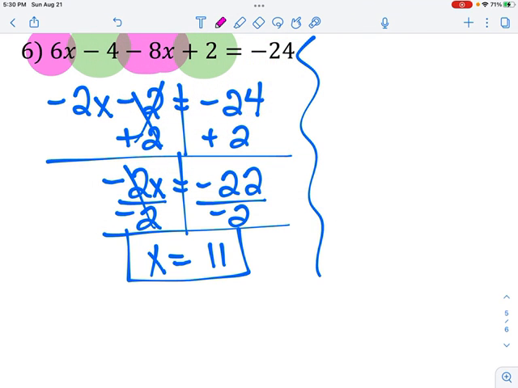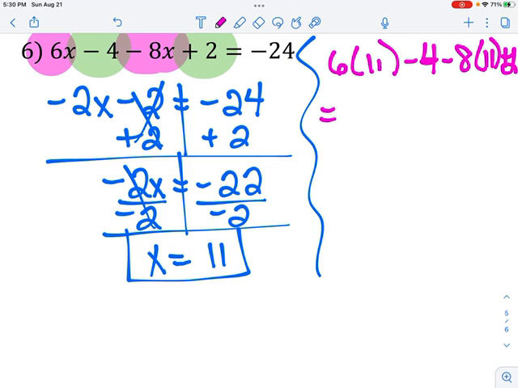So if we take the 11, plug it back in, we get 6 times 11 minus 4 minus 8 times 11 plus 2. And then we just work left to right here. We do some multiplying first. 6 times 11, that's 66. Minus 4. 8 times 11 is minus 88. And we have that plus 2.